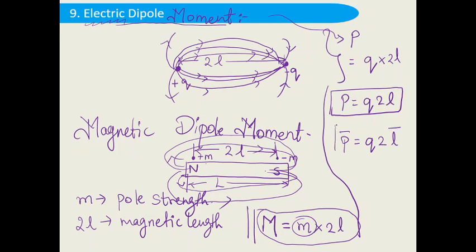Okay, so P bar is equal to Q into 2 into L bar. This is the vector format of P, and this is the scalar format of P. What is the SI unit of P? Can anyone guess this SI unit?